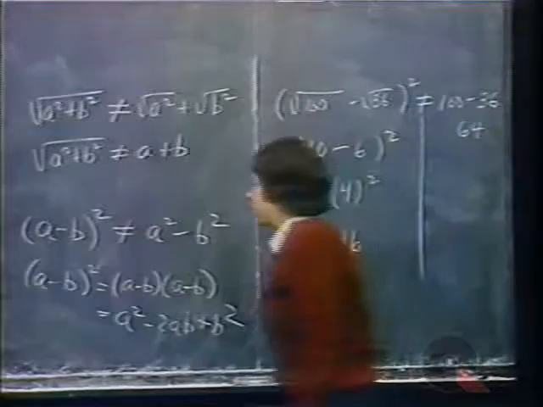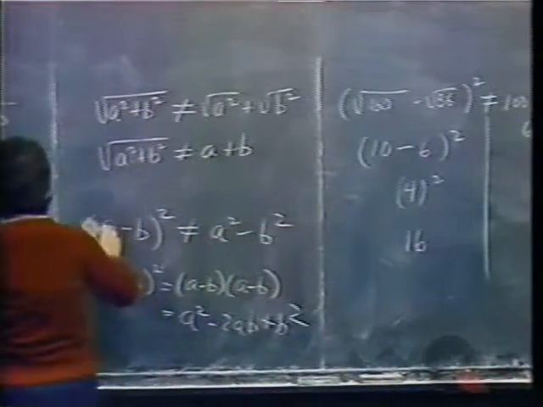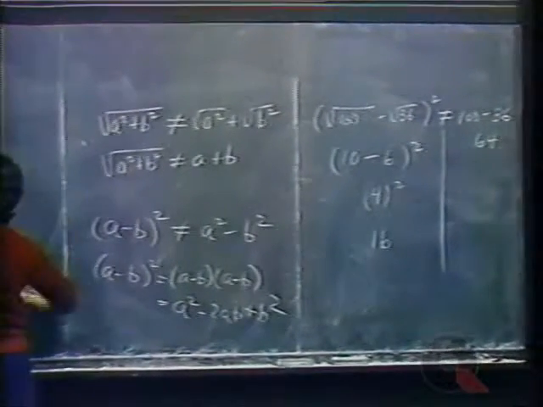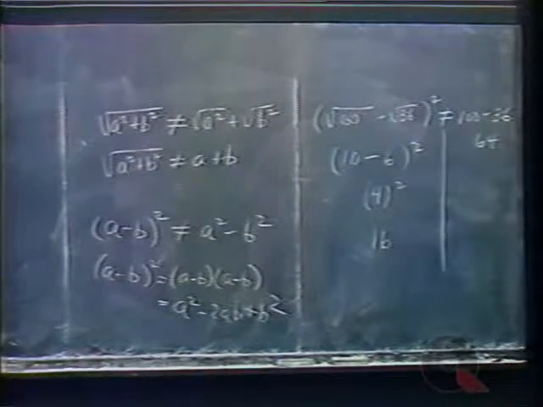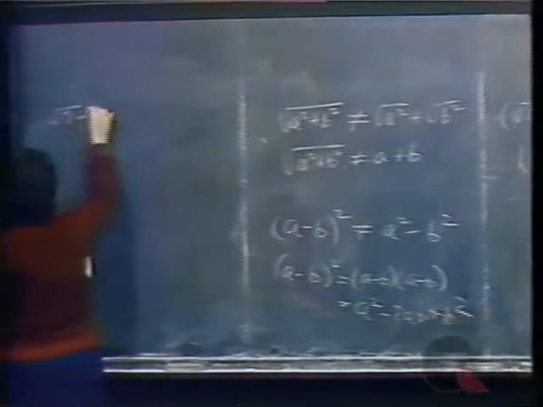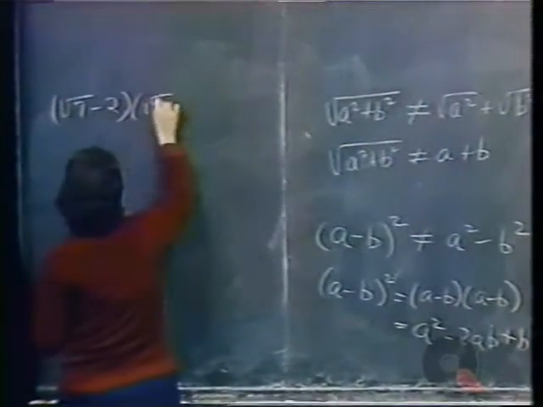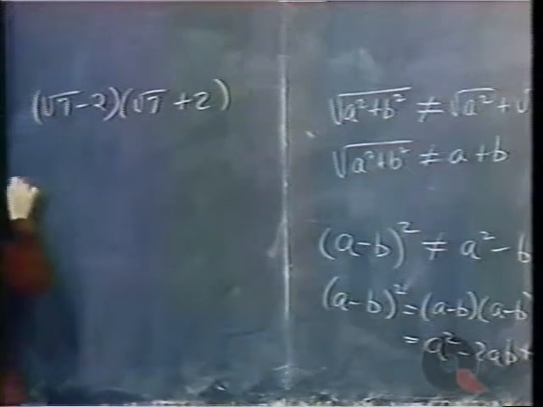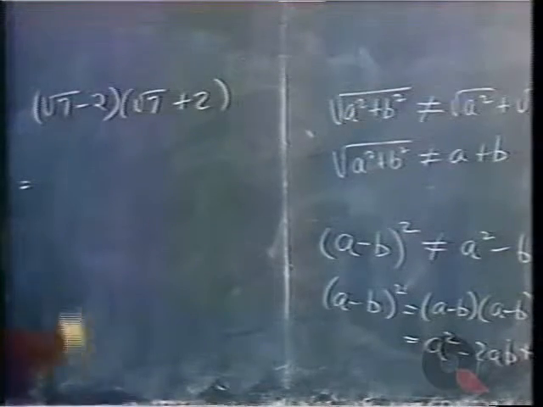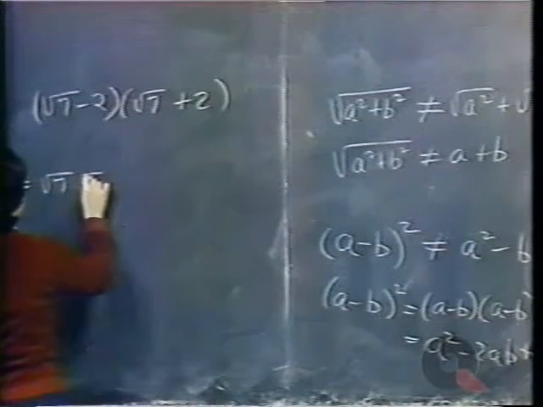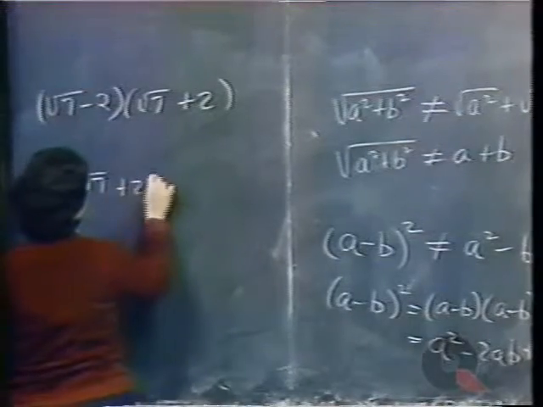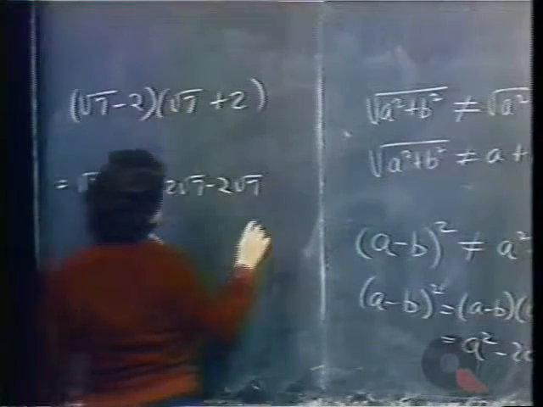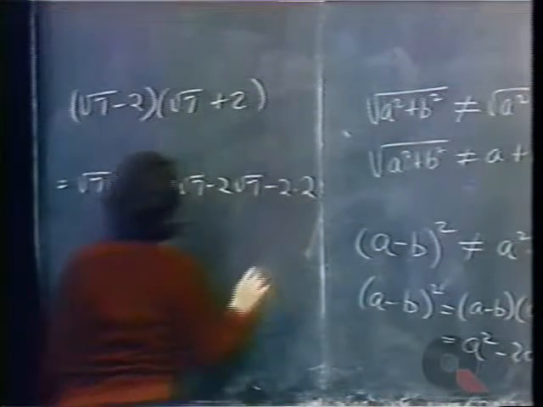What you may be thinking of is something like this. Let's try a problem. The square root of 7 minus 2 times the square root of 7 plus 2. Let's just multiply these binomials using FOIL. First, the square root of 7 times the square root of 7. Outer, plus 2 the square root of 7. Inner, minus 2 the square root of 7. Last, minus 2 times 2.